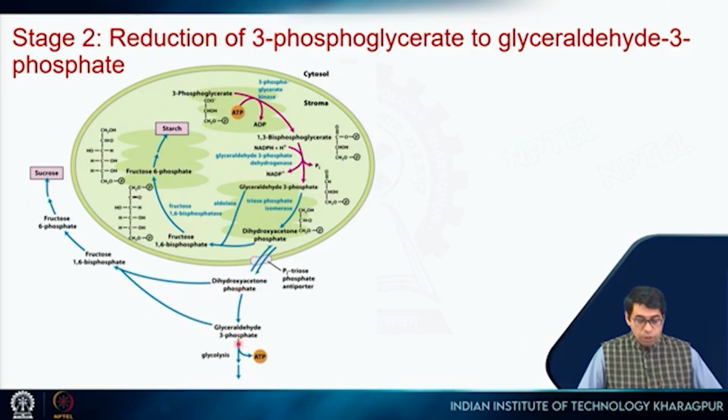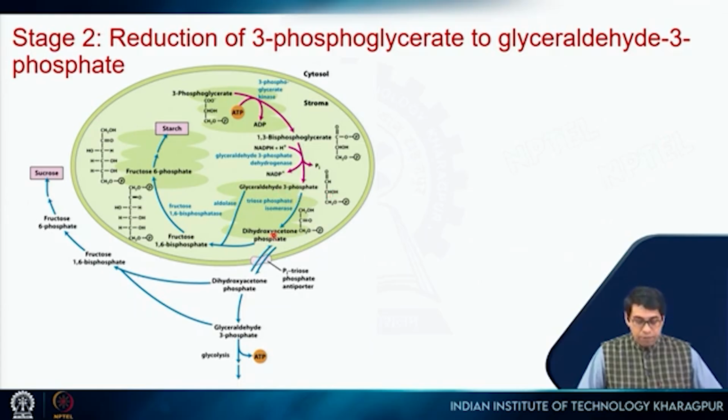On the other hand, these two molecules can again be combined to form fructose 1,6-bisphosphate like this, which gets converted to fructose 6-phosphate like this, and then it is converted to sucrose, which will be transported to other non-photosynthetic parts of the plants, and there it will be used as an energy source, right. So, all of these things can happen. However, we are interested in the formation of glyceraldehyde 3-phosphate. That will be one of the products of this stage, right.